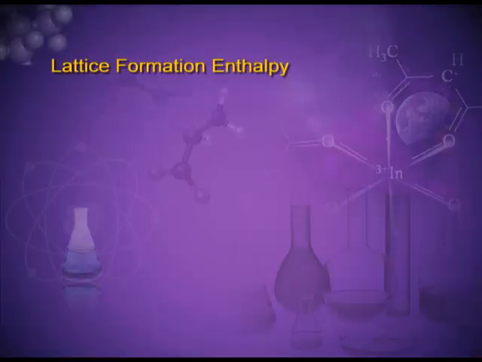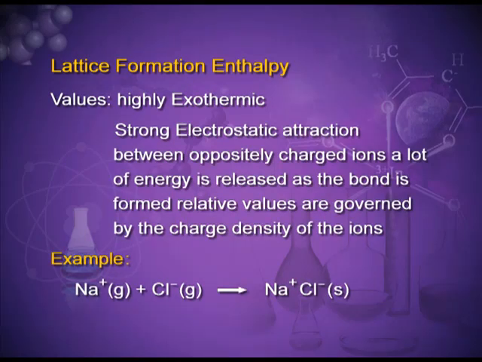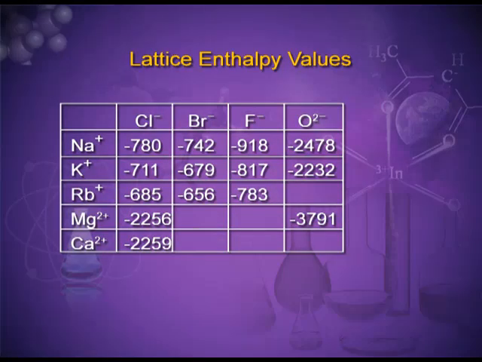The lattice formation enthalpy is highly exothermic. It is strongly exothermic because there are strong interionic bonds between the oppositely charged ions. And when the two oppositely charged ions make a bond, large amount of heat energy is released. Delta H is negative. Lattice dissociation enthalpy is an endothermic process because we have to give large amount of energy to break the bond between oppositely charged ions. The strength of the bond depends upon the charge density.